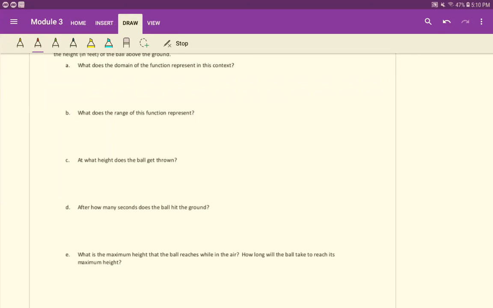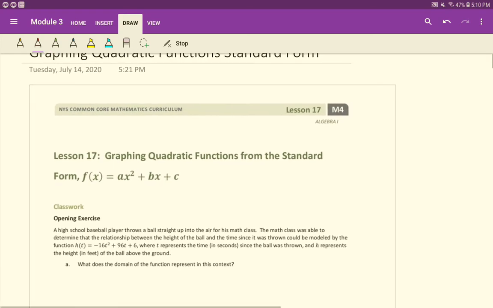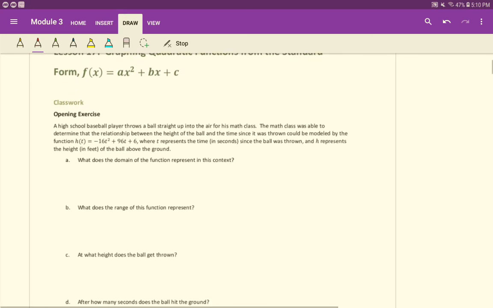Hello and welcome back to Lesson 8 in Module 3. This is the first lesson in Lesson 8, Module 3, about graphing quadratic functions from standard form. We talked about vertex form already, and this is standard form. We've seen it before when we do factoring and things like that. We can also graph from this as well.